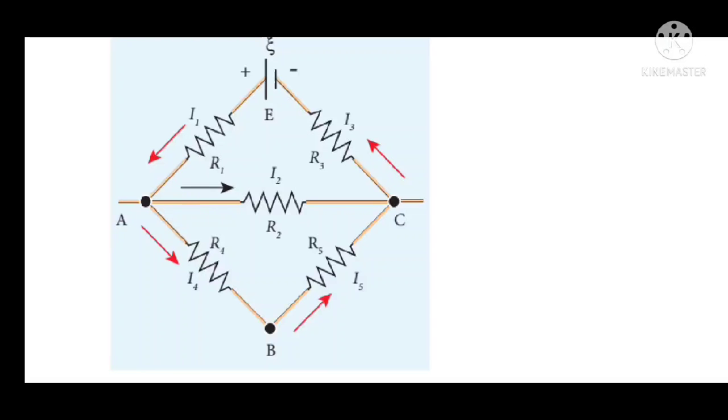So in this case, the currents I4 and I5 are in the anti-clockwise direction, that is in the same direction. But what about I2? The direction of the current I2 is opposite to the directions of the other two currents, that is I4 and I5. That's why it is given a minus sign. Hope you would have understood Kirchhoff's second rule.